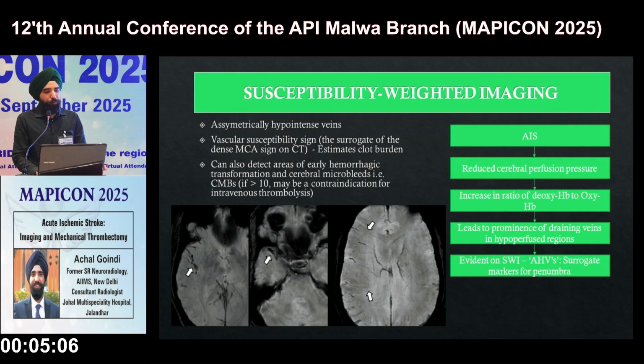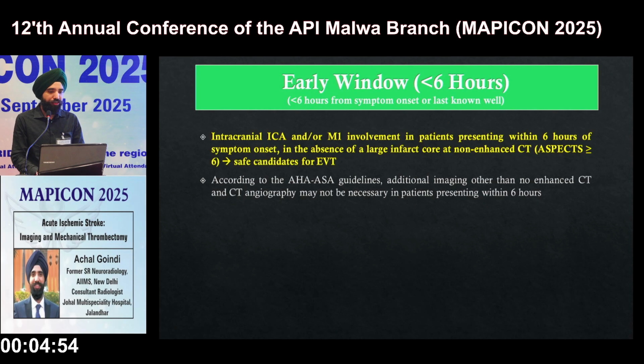Susceptibility imaging will help us to delineate the clot. Just like CT angio, it is another modality with which we can see the clot as well as the microhemorrhages present within the infarcted area. All these things can be depicted with the help of susceptibility weighted imaging. Again, an MRI based sequence.